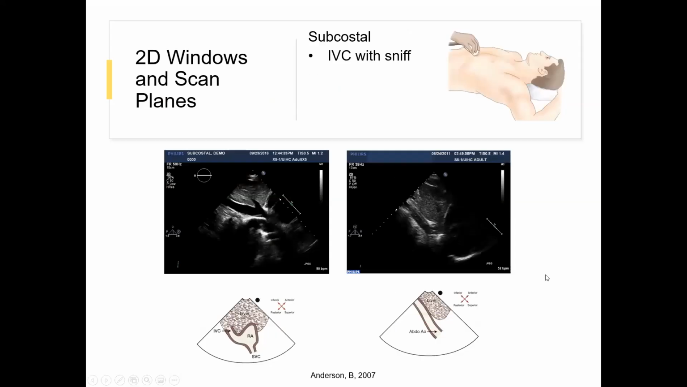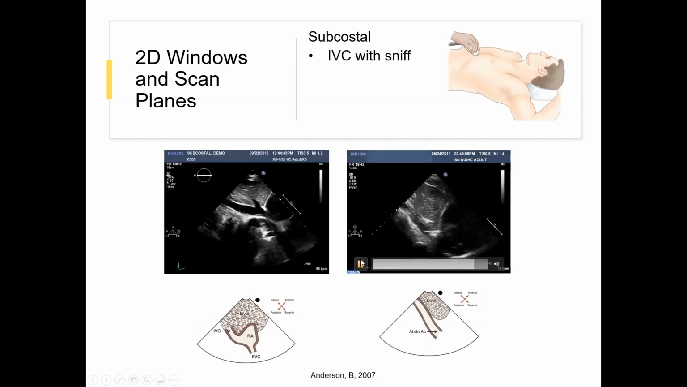Okay, and then lastly, I wanted to talk about the subcostal IVC and possibly aortic views. In the long axis of the IVC, we're of course looking for normal collapse. In terms of the aorta, we don't routinely measure it, but if it was aneurysmal, we would of course want to measure that.